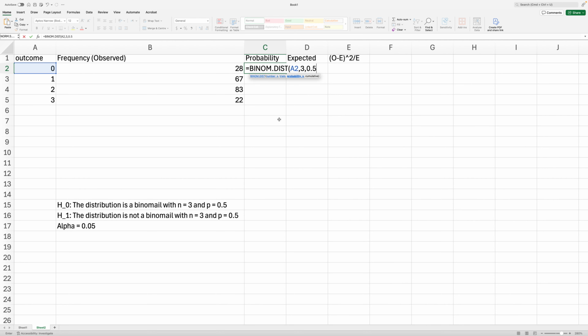And the last part, they are asking me, is it cumulative? Do you want it to give less than or equal to 0, or just the 0 itself? That means, is it equal to 0? I just need the 0, so I will write 0, or you can write false. False just gives me 0, not less than or equal 0. So here I will write false, close it. Now I need the probability for 1, so I will let Excel do it for me.